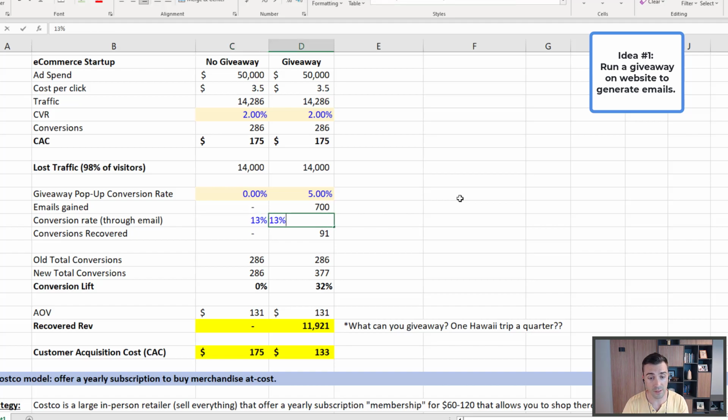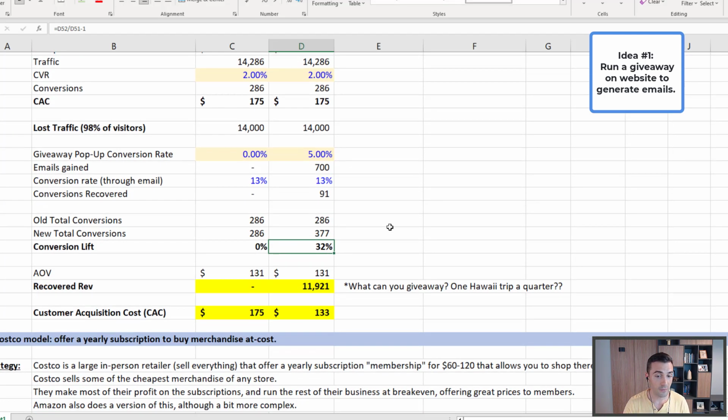Let's say of those 700 people, we're able to convert over a period of time, maybe a couple months, 13%. And you do see conversion rates like this through email lists, pretty high. It can easily be 10 to 20%. So that's 91 conversions recovered. In the original scenario, we would have had 286 conversions. But now that we are doing the giveaway, we had 377 conversions from that baseline of 14,286 people we brought to the website. So that's an increase of 32% in the conversion.